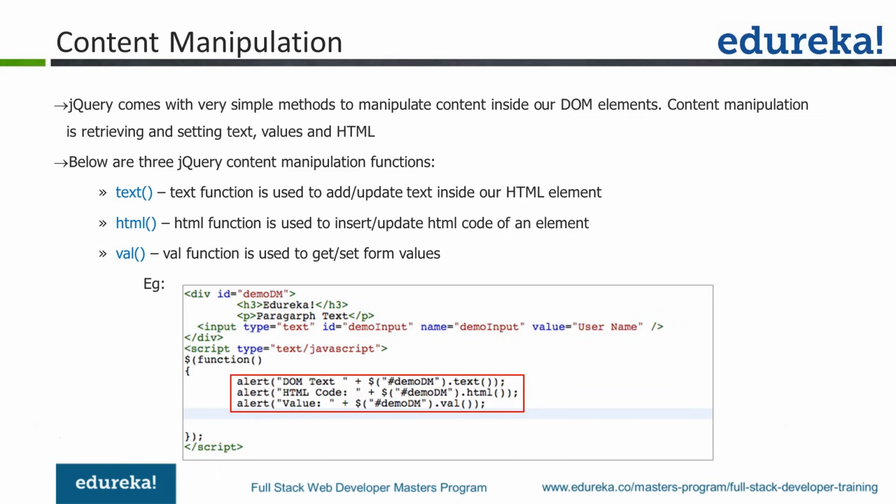or the content manipulates. There are primarily three ways. One is the text method to update the text inside our HTML. There is a HTML method to insert or update the HTML code inside an element. And then there is the value method, the val, which can get values from an input box or set values inside an input box.